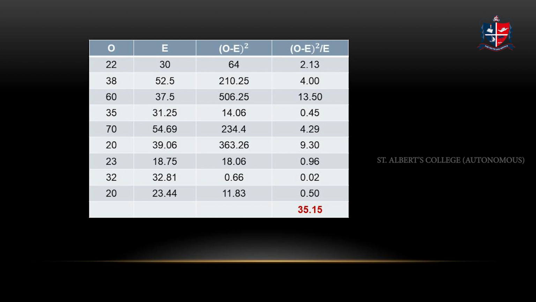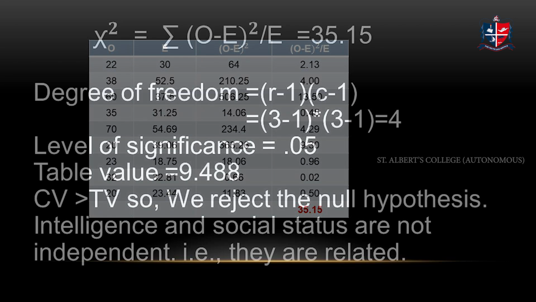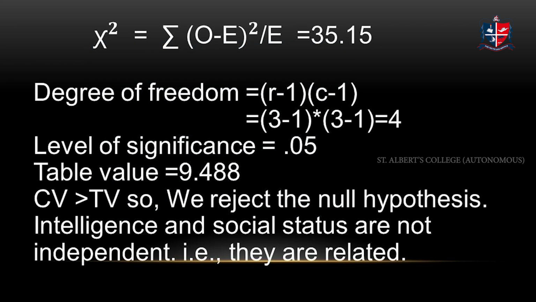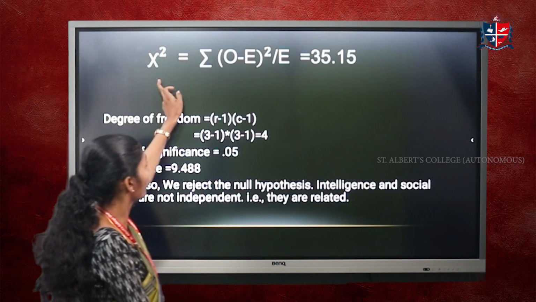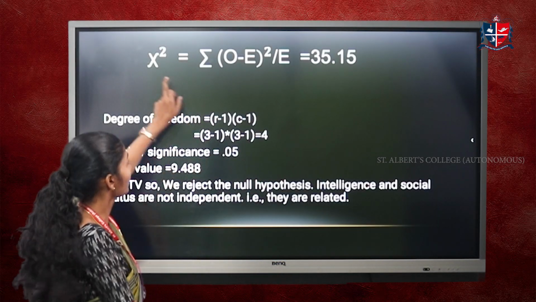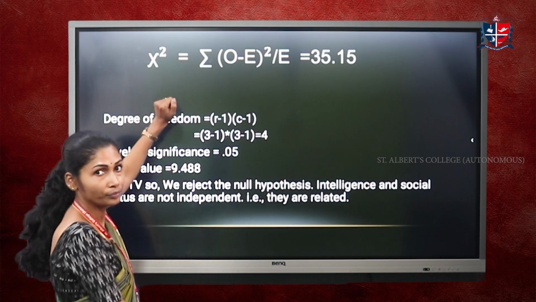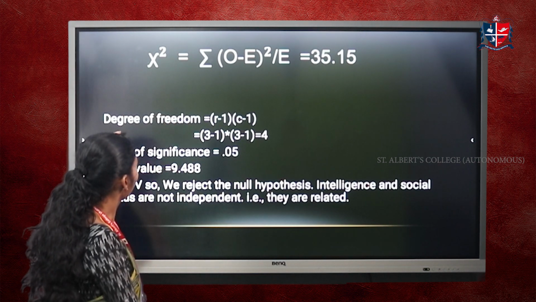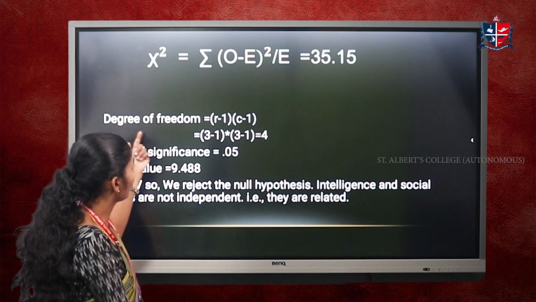So here the chi-square value is 35.15. Put that amount here, 35.15. This is the chi-square value. Chi-square is denoted as this symbol. Okay. Then next one is degree of freedom.